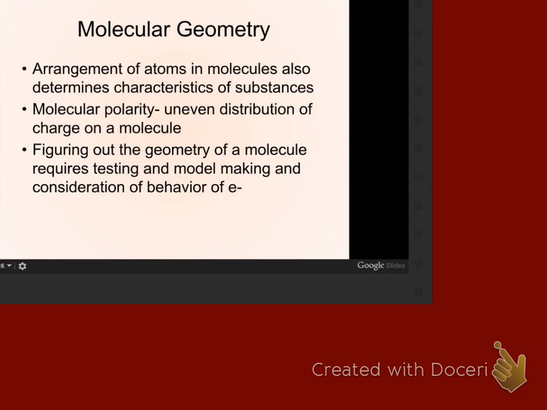So how atoms are arranged in a molecule is as determinate of the characteristic of a substance as the ionic or metallic bonds. I think this is the slide we just talked about. I double clicked it, didn't I? Yeah, whoops.